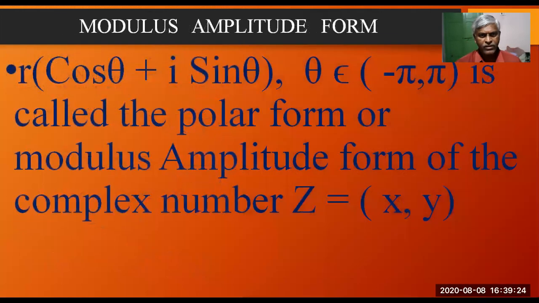And the modulus amplitude form, r cos theta plus i sin theta, where theta belongs to minus pi to pi, is called the polar form or modulus amplitude form of the complex number z is equal to x plus iy.